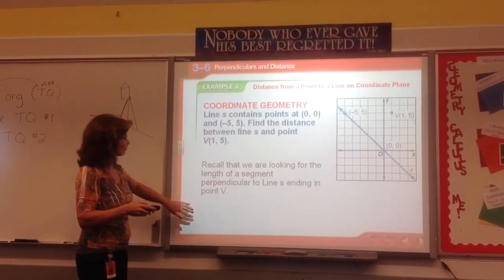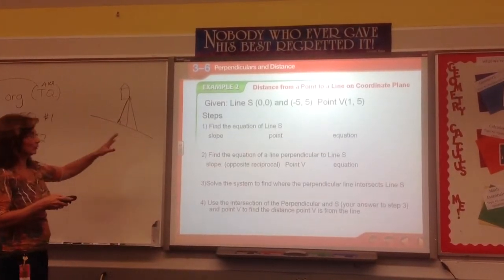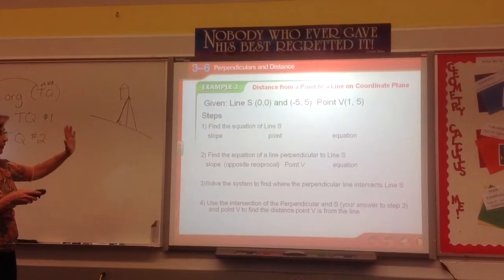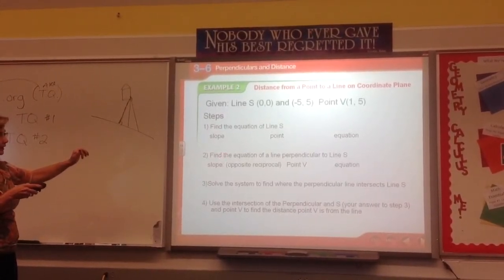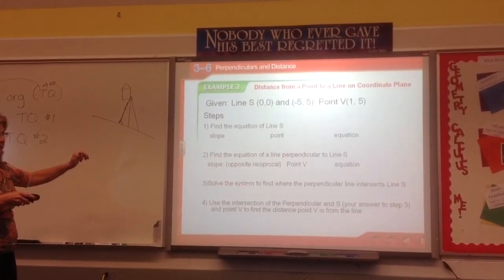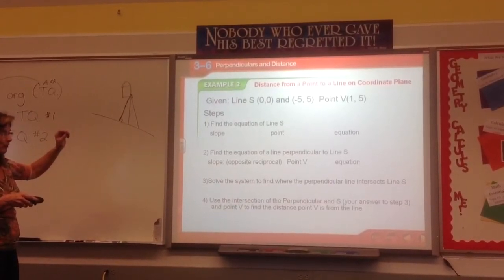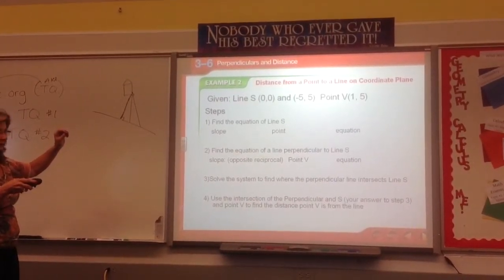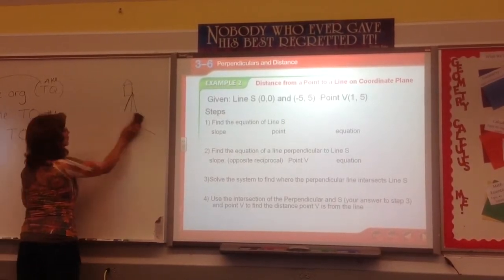So here are the steps we're going to use. Write these down in your notebook, and then we're going to go through them. Just pause the video and write these down. We're going to find the equation of the line S, then find the equation of a line perpendicular to S, solve the system to find that point, and then use that point and point V to see how long that segment is. So pause and write those down.